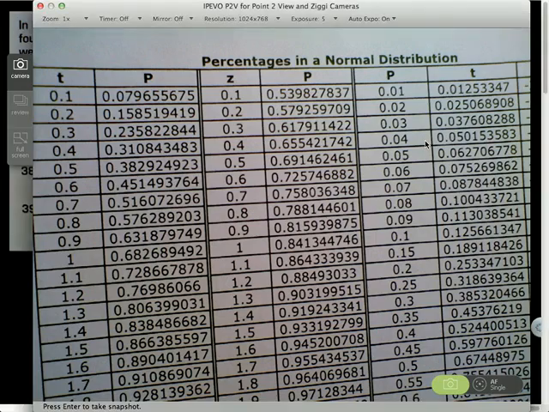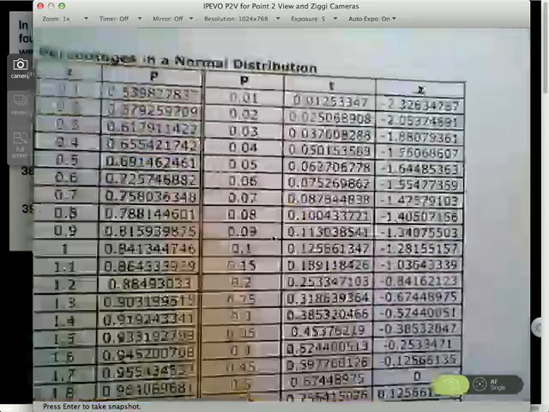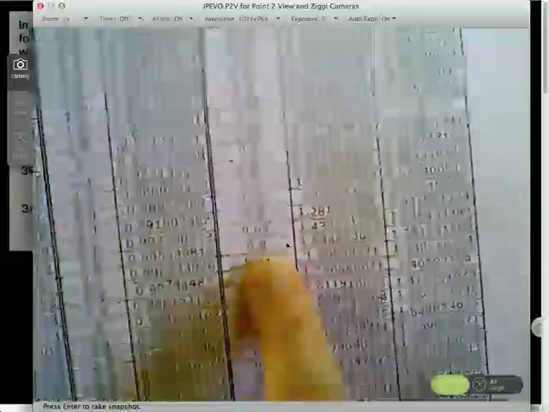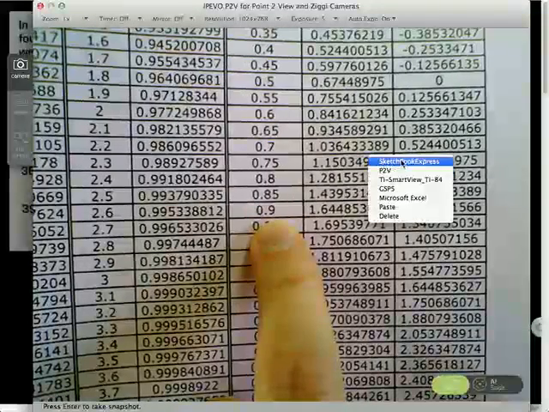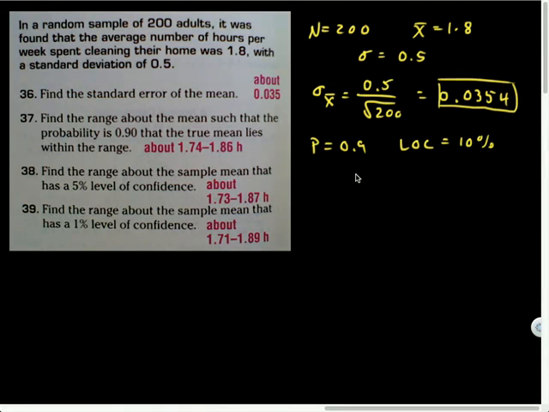So that's telling me it's a t-value. I'm going to look up the percentage, p, on this third chart here, all the way down to 0.9, and I get 1.645. So for problem 37, 1.645 is my t-value. That's the number of standard deviations above and below the mean that will give me 90% of my data, or in this case, a 90% chance that the true mean is within my range. The same t-value works for both cases. It's kind of a cool thing.